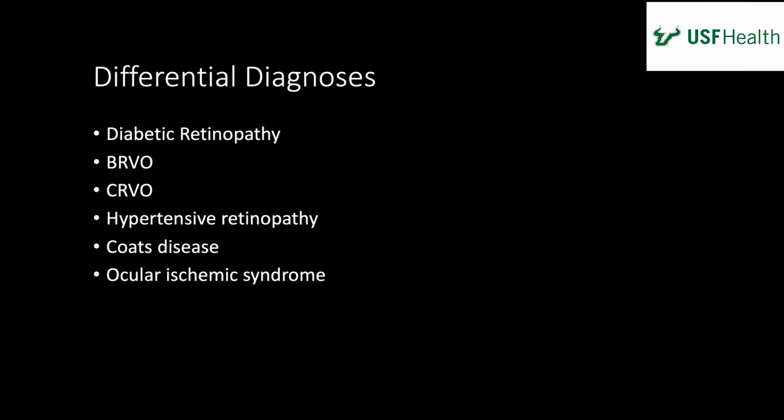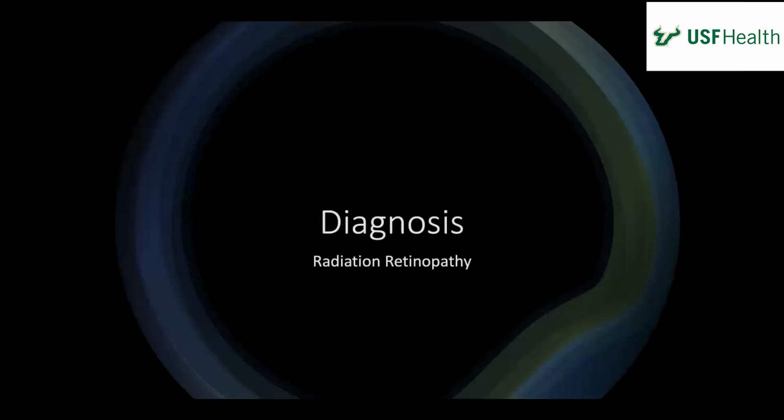So some of the differential diagnoses, which we talked about, are diabetic retinopathy. And in all my researching on this, it says that radiation retinopathy is most commonly similar to diabetic retinopathy, BRVO, CRVO, hypertensive retinopathy, ocular ischemic syndrome, and Coats disease. So we pretty much talked about all those, so very good. And then the diagnosis in this case is radiation retinopathy, which, sorry, I gave that away in the beginning. I meant to change it to case conference and I forgot about that.